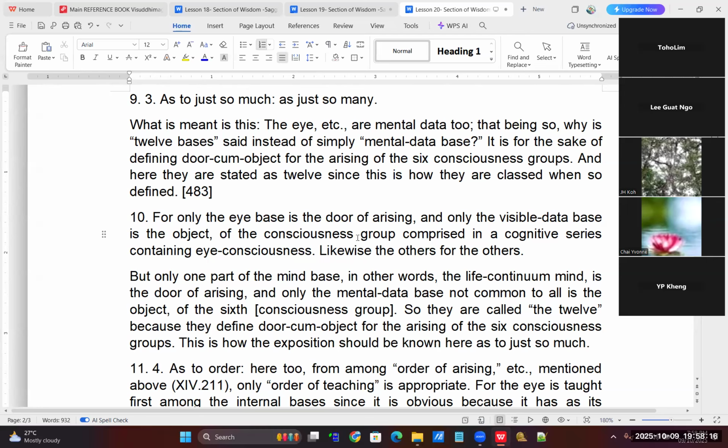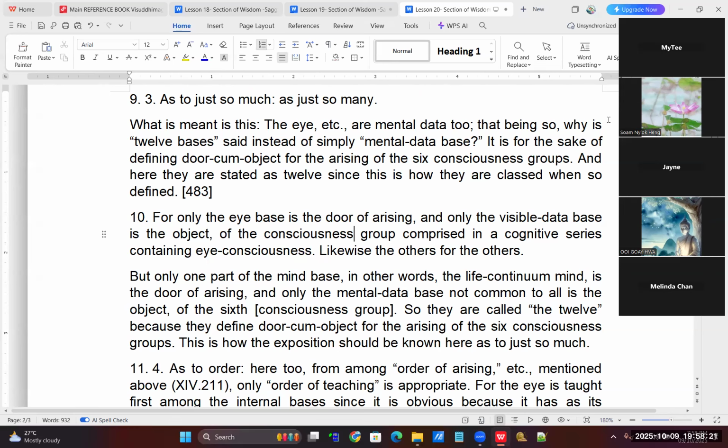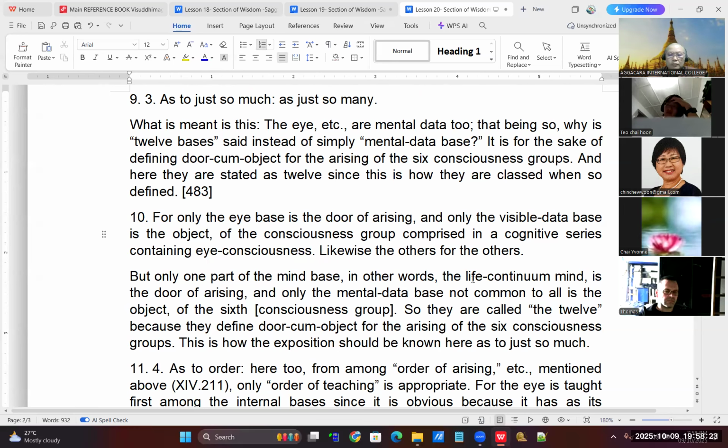But only one part of the mind base, in other words, the life continuum mind, is the door of arising, and only the mental data base not common to all is the object of the sixth consciousness group. So they are called the twelve because they define door and object for the arising of the six consciousness groups. This is how the exposition should be known here as to just so much.